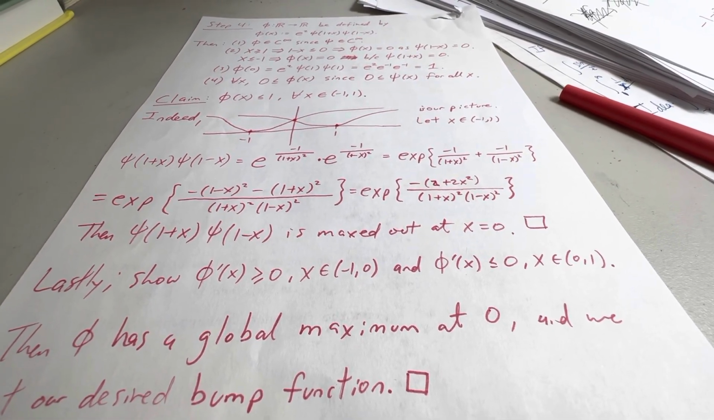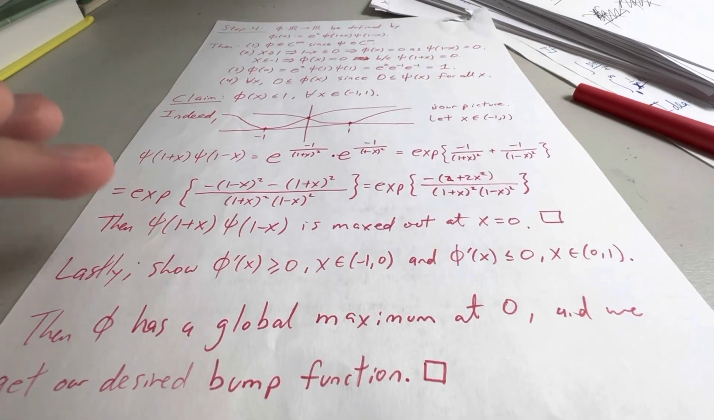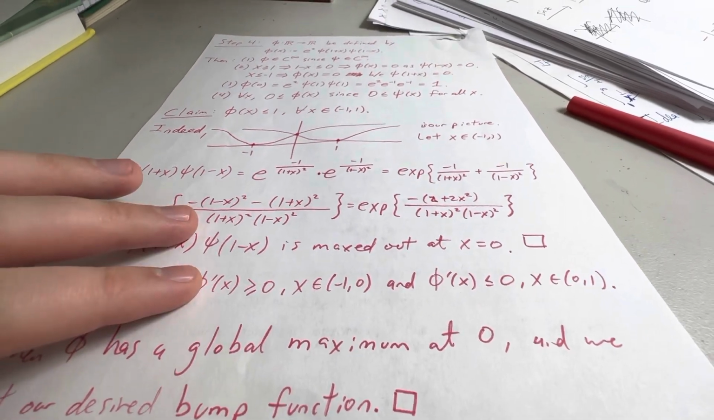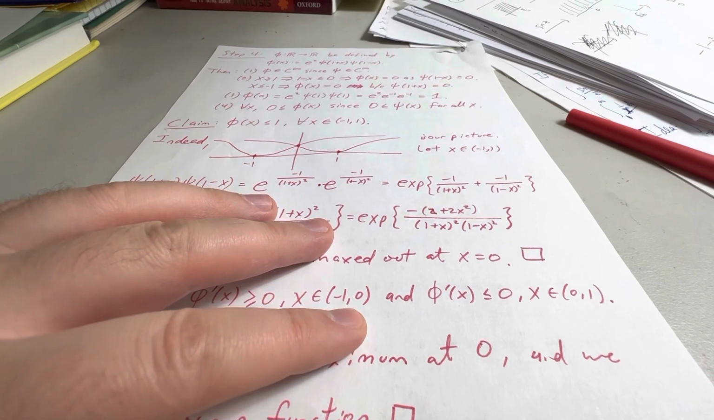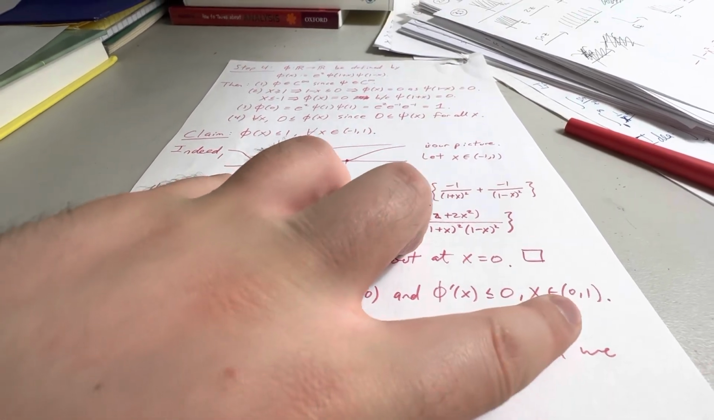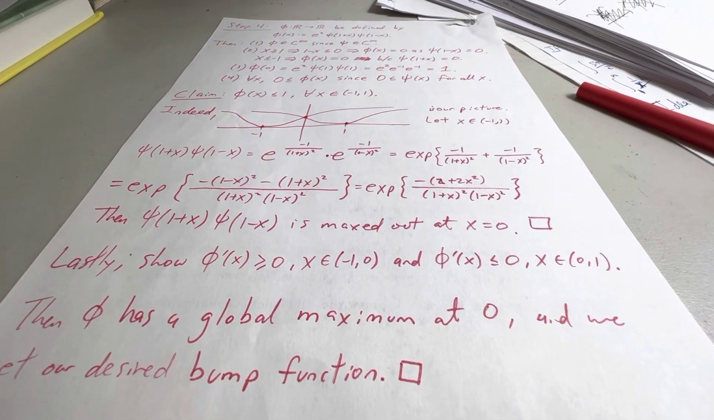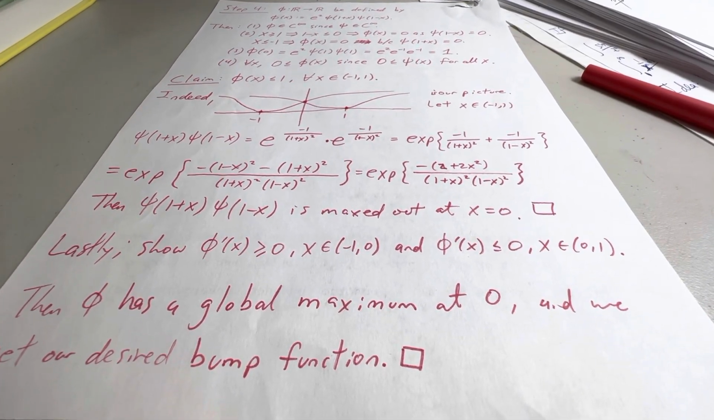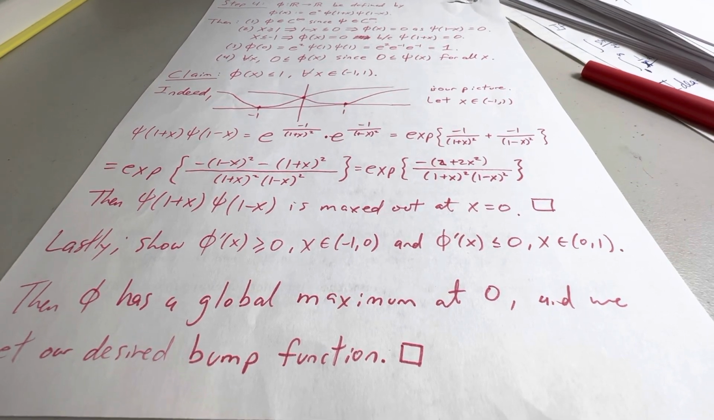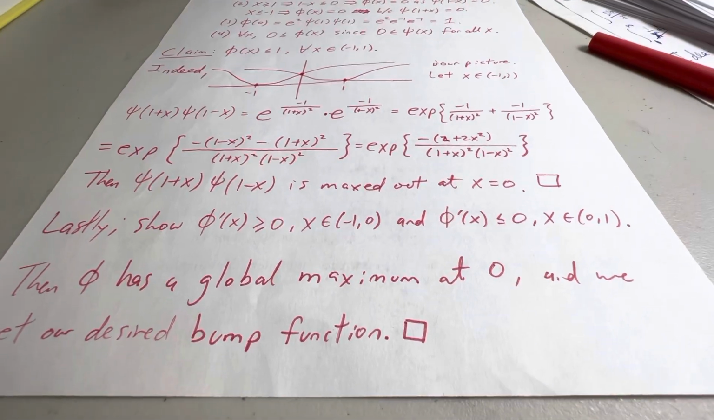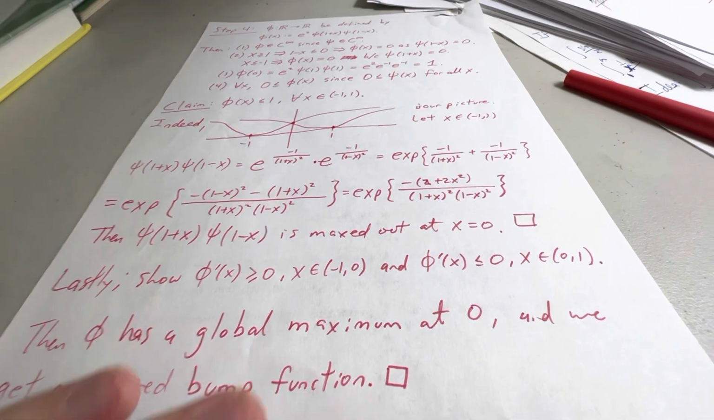You can keep moving. All right, and then the last thing to show is that the derivative is positive on this interval, and the derivative is negative on that interval. And you can pretty much just use calculus to show that. And then using that, we see that phi has the global max at 0. And then we're basically done. We have our bump function.